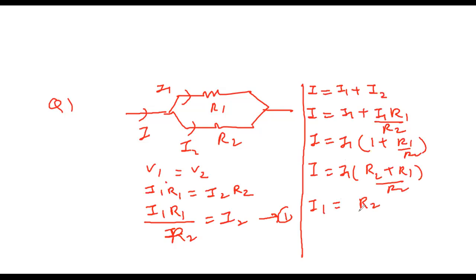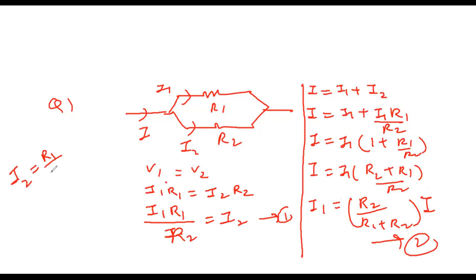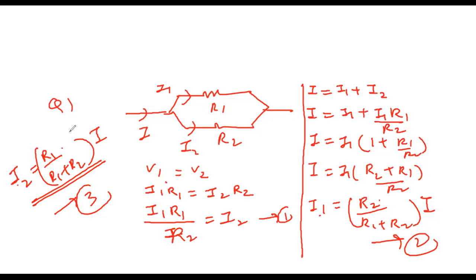So I1 will be R2 upon R1 plus R2 into I. So this is formula for current. I2 will be R1 upon R1 plus R2 of total current. So if you look carefully, to get I1 we got R2 and to get I2 we got R1. Okay? Yes. Now solve. Write the formula. And one sum I am giving with numerical value so that it becomes perfect.